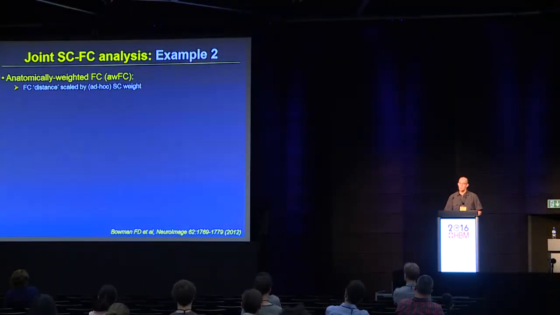Another approach is by Bowman et al., where they define this anatomically weighted functional connectivity. So the way that it works is that you define a functional connectivity distance. The distance is effectively the inverse of the connectivity. So areas of high connectivity have low distance, areas of low connectivity have high distance. But what they do is they scale this distance based on the structural connectivity information. This is an ad hoc scaling.